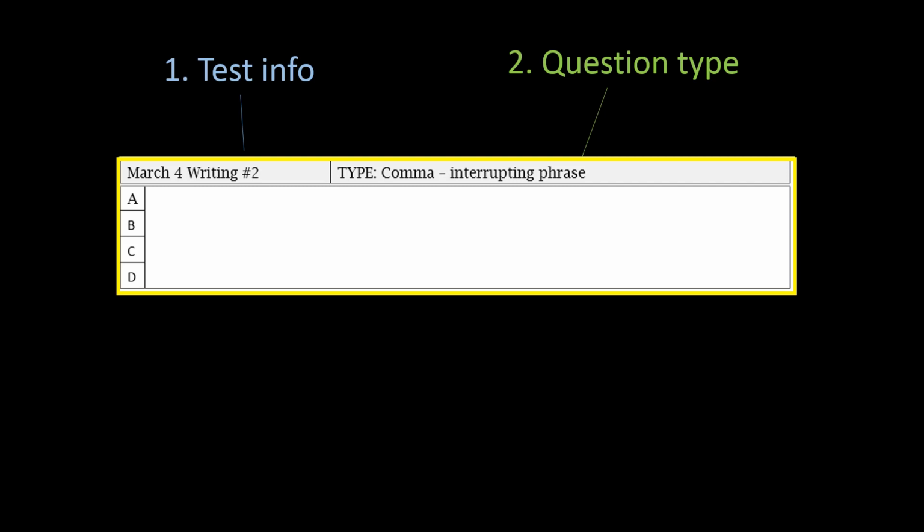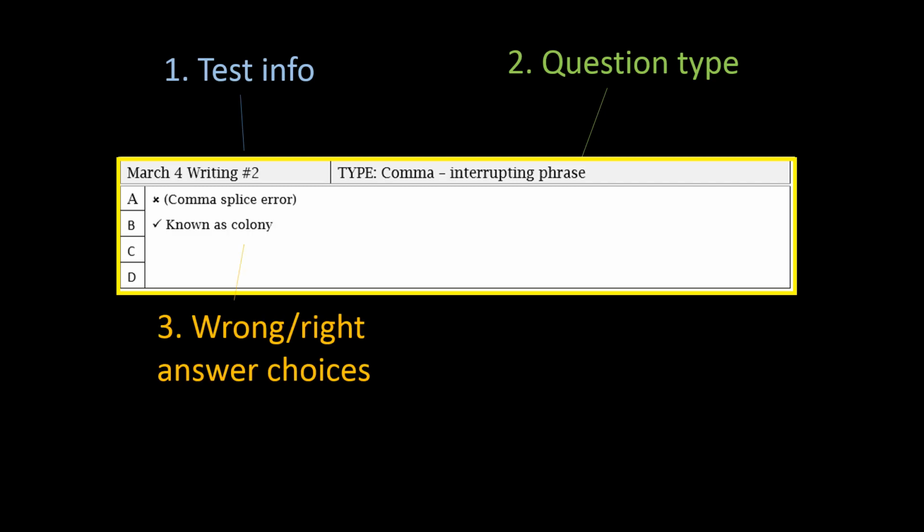In the bottom left, there's space for you to write wrong and right answer choices. And I don't typically write all four myself, but I find it very useful to write the wrong answer, which I chose, as well as the correct one, which will help for my future review.